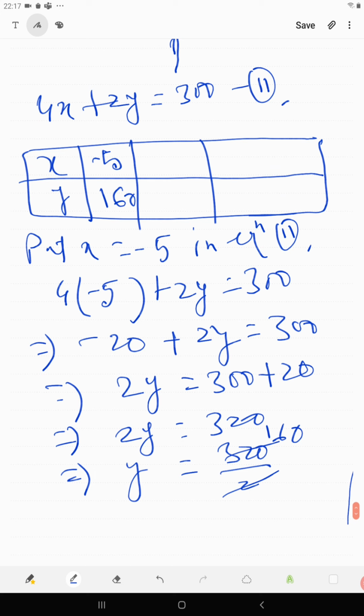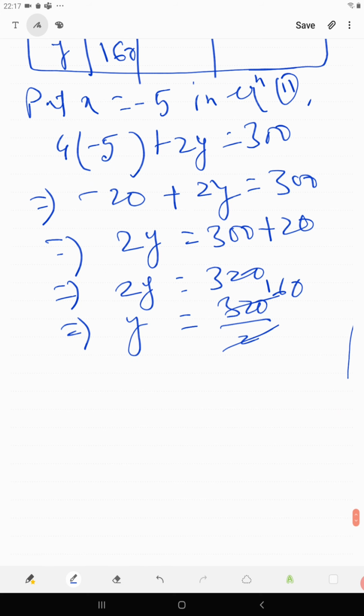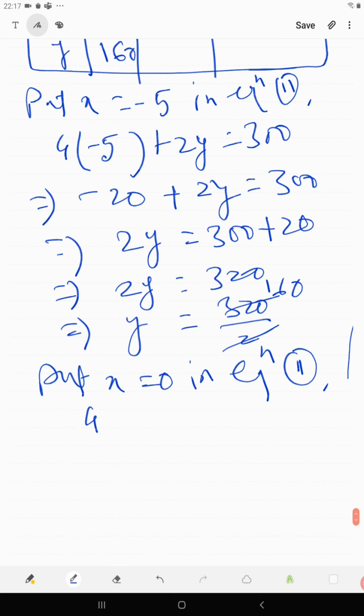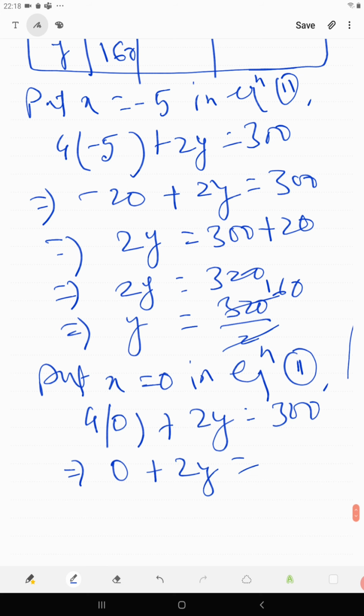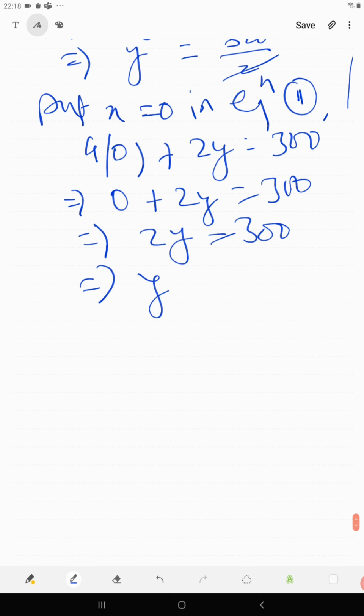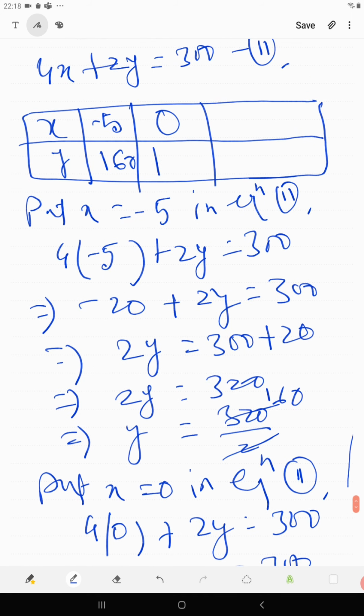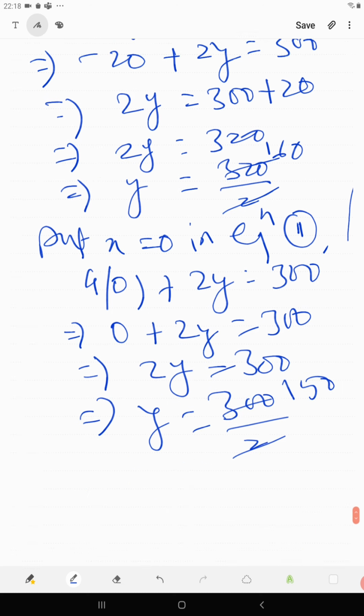Now take x as 0. Okay, so put x equals to 0 in equation 2. What we will get? 4 into 0 plus 2y equals to 300. So 4 into 0 is 0 plus 2y equals to 300. So 2y equals to 300. So y will be equal to 300 by 2, which is 150. Okay, so it will be 150 over here.